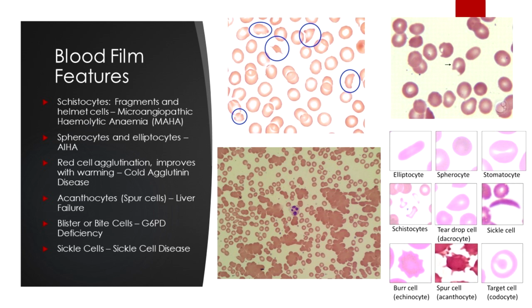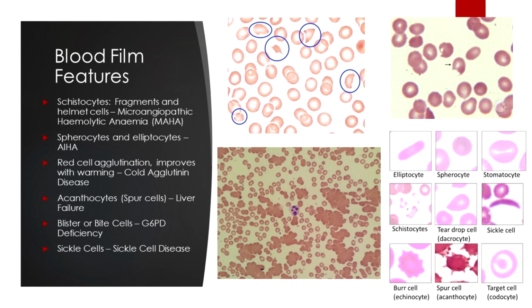You can also see features, so the bottom left one is red cell agglutination. So you can see how those red cells are clumping together, and that generally improves with warming. We often do a colder film and a warm film, and the warmer film looks better and clearer, and that confirms red cell agglutination. And we see that in cold agglutinin disease. So that's where there are these antibodies that have a different thermal amplitude, and so when they get cooler, the antibodies become more active and effective, and when it gets warmed to full body temperature, the antibodies are more inert.